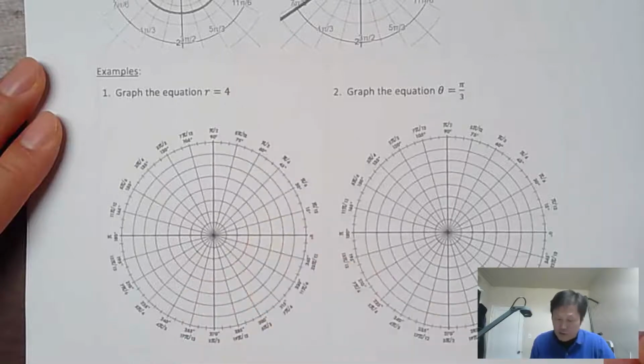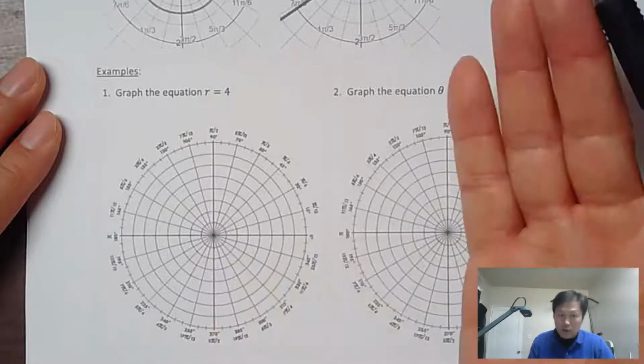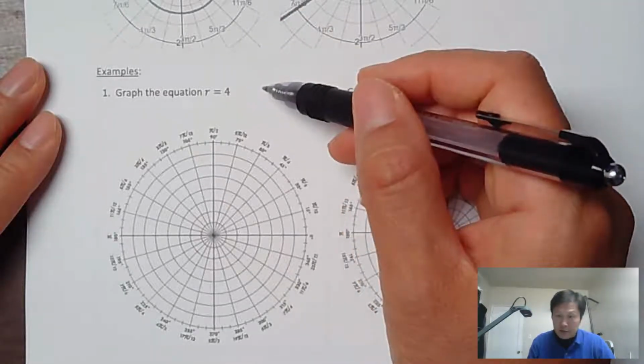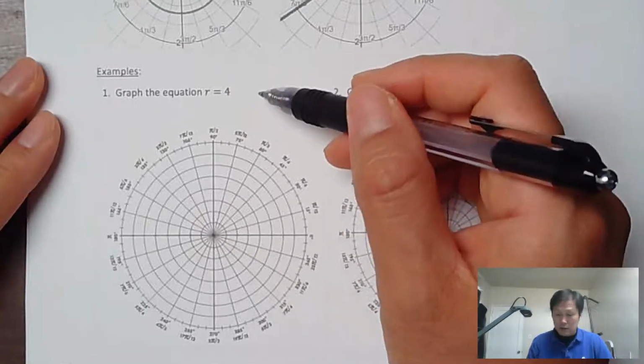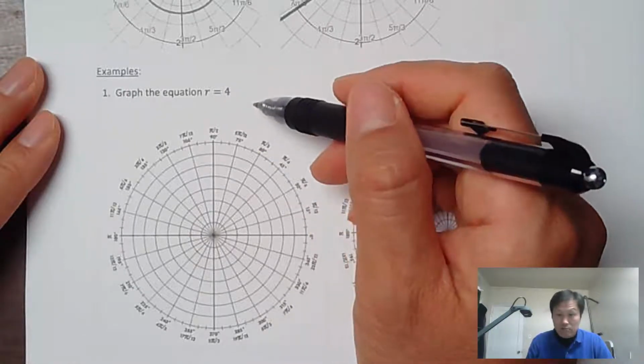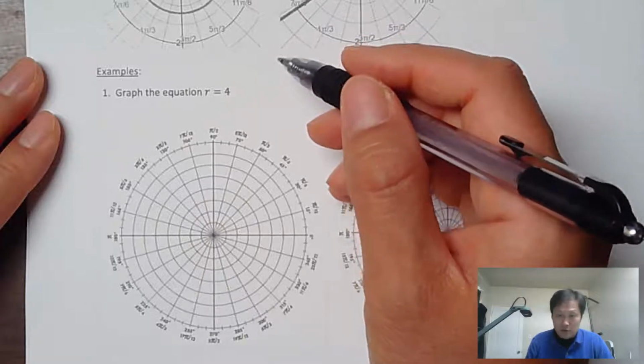What is radius? Distance from the pole. From this point, distance should be 4. You might say, well, what's the direction? Well, direction is not specified. What does that mean? As long as the radius is 4, direction doesn't matter. Meaning, you can take any direction you like.